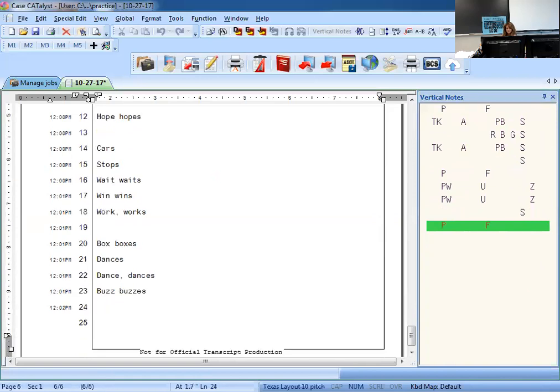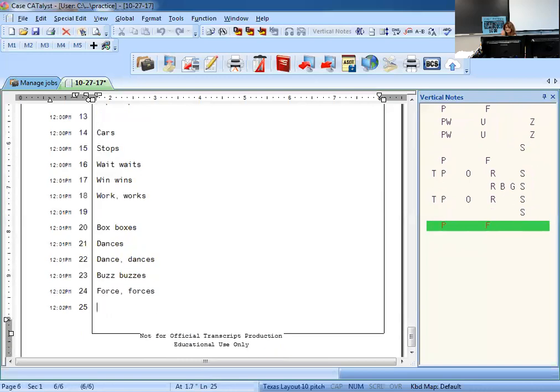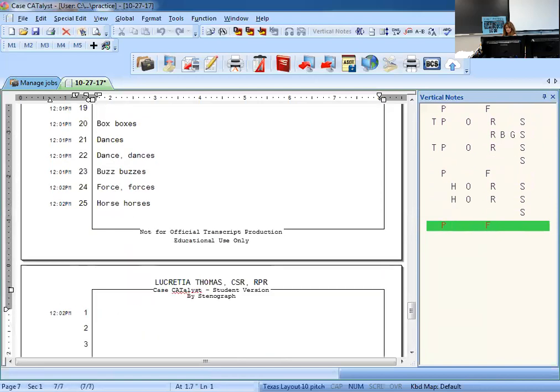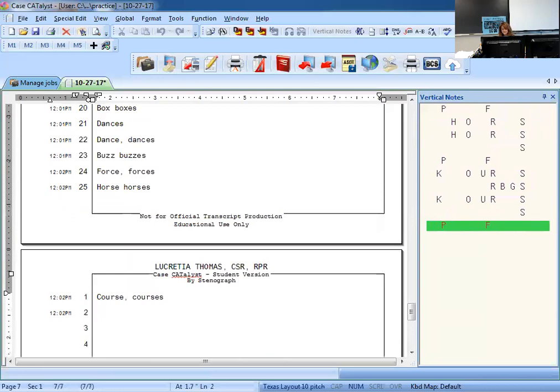You've got force is the root word. Forces, force, come back, final S. Notice I'm on the final side, okay? You've got horse is the root word, and then horses. Horse, come back, final S. You've got course is the root word. And then how many courses are you taking? Course, come back, S. Okay?